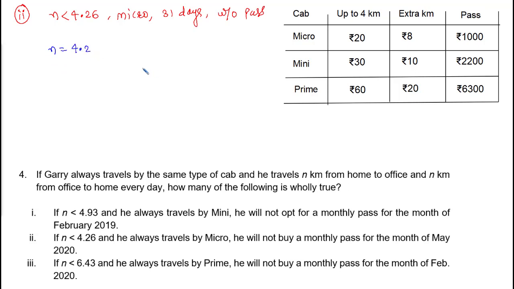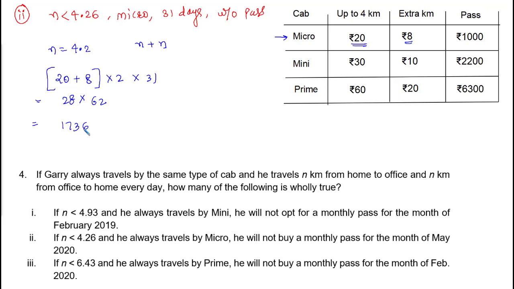So the total cost is going to be how much? We are using micro cab here, 20 rupees for the first 4 kilometers, and for the next 0.2 kilometer I need to pay the charge of 1 complete extra kilometer, that is 8 rupees. So this is one-way travel of n kilometer. We need to travel n plus n kilometers, so into 2, for 31 days, so into 31. Let's have a look at this total expense, that is 28 into 62. If I multiply 28 and 62, this multiplication is going to be 1736.